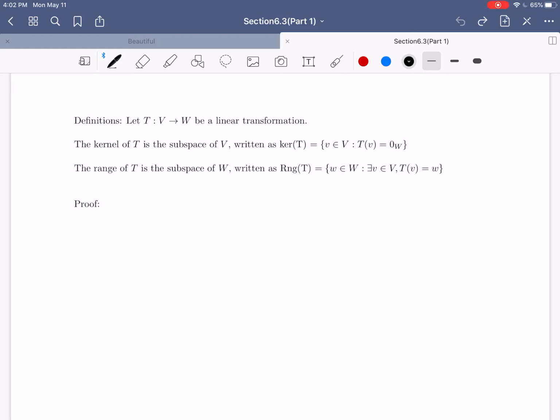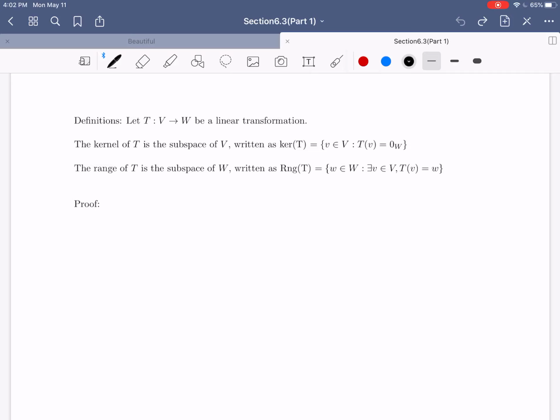In today's video, we're going to be moving on into section 6.3, which introduces you to the concept of the kernel and the range of a linear transformation. The kernel and the range of a linear transformation are really important properties of a linear transformation. So what we're going to be doing in this video is taking a look at the definition of these two concepts, the kernel and the range.